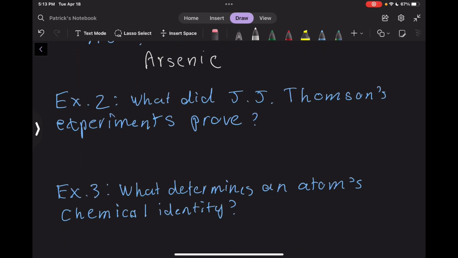Moving on to example 2. What exactly did J.J. Thomson's experiments prove? J.J. Thomson's experiments proved, or to put it more accurately, provided evidence for the existence of the electron.